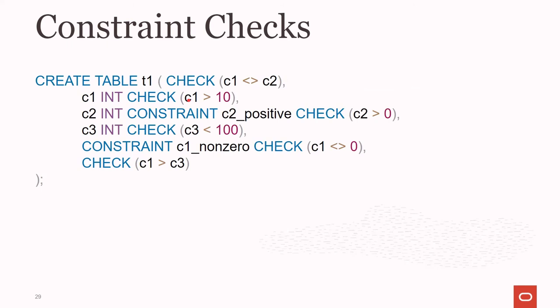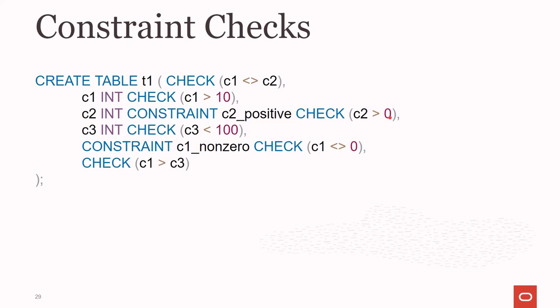As I mentioned earlier with the JSON document validation, we have constraint checks. How they work is that you create your table and you're going to have a check. Here we have the first check is C1 not equal to C2. I have some other checks in here. Now I'd like to point out this one here. We have a column called C2 at integer. We're going to have a constraint on it, we're going to call it C2 underscore positive, and it's going to check that C2 is indeed greater than zero.